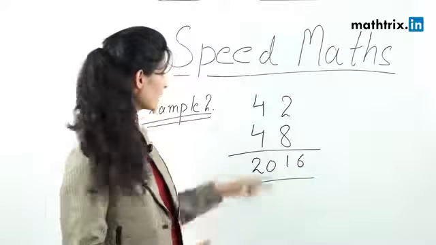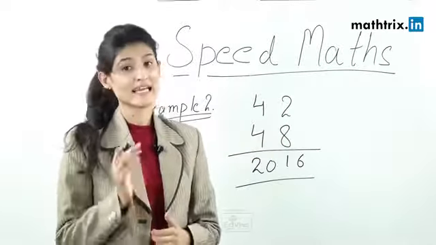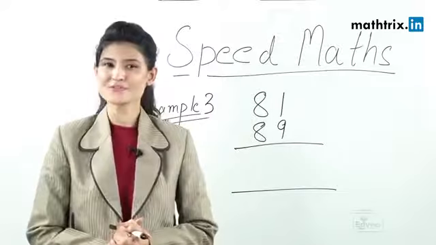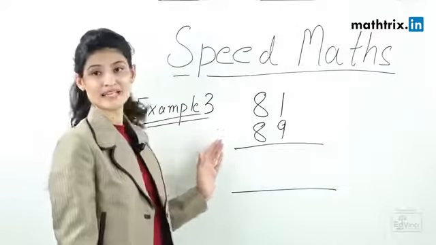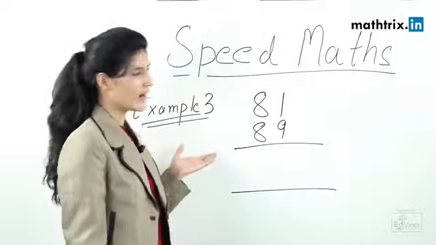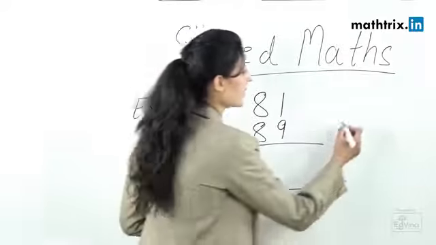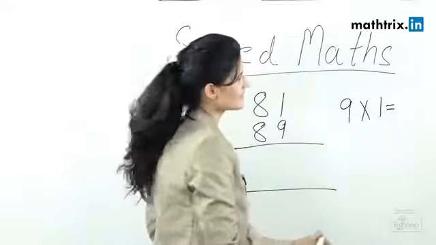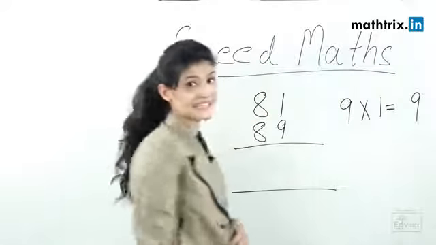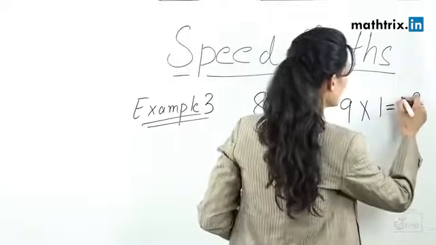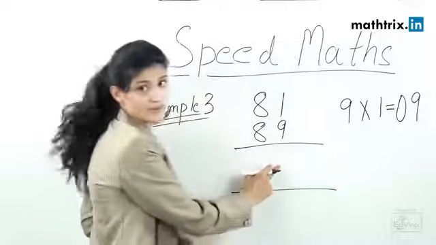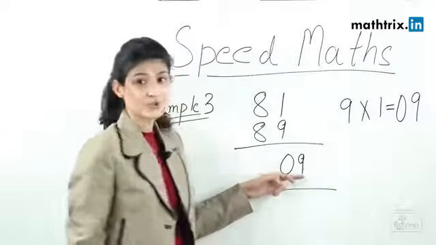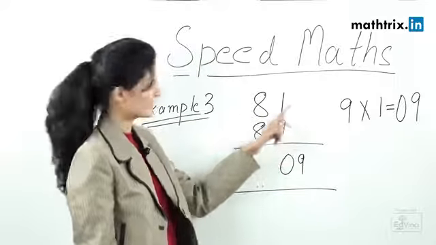But what if the product of the unit digits results in a single digit? In that case, we always have to add a 0 before the single digit. So now let's move to example number 3, which is 81 into 89. So again, step number 1, multiply the unit digits. Multiplying 9 into 1, our answer is 9, which is a single digit answer. So in that case, we should always add a 0 when we are putting it here, because we should have the last two digits of our answer.